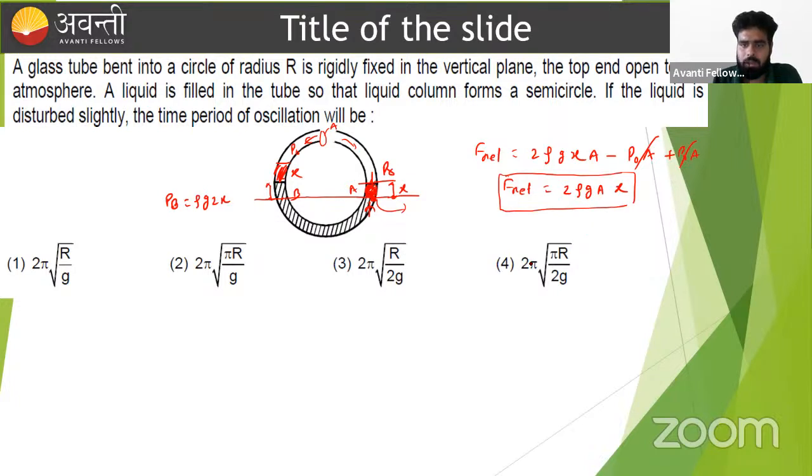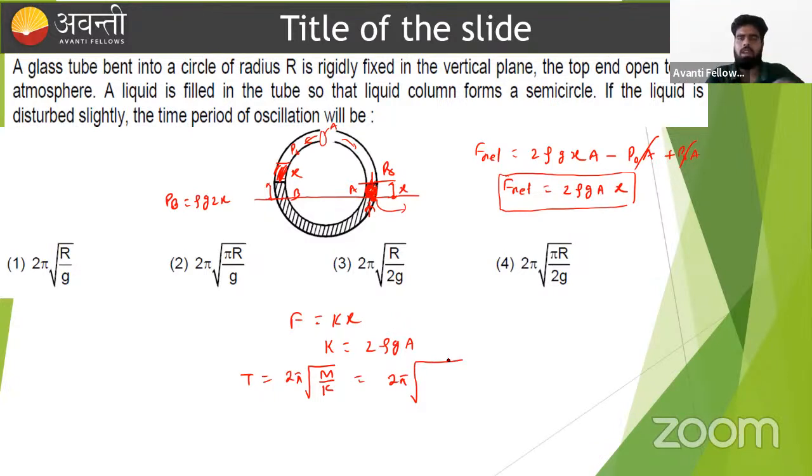This value we should compare with F equal to Kx, where K is the SHM constant. That K can be written as 2 rho g into A. What is the time period? 2 pi root over m upon K. Okay, beta. So 2 pi root over... what is the value of mass? That is the mass contained by the tube, because the whole tube is oscillating, all the mass is oscillating. So what is the mass, beta?